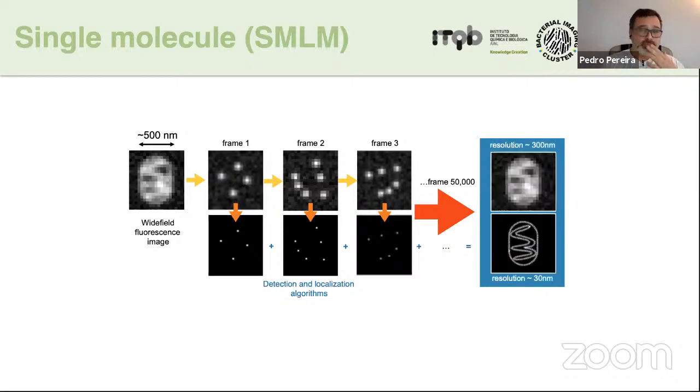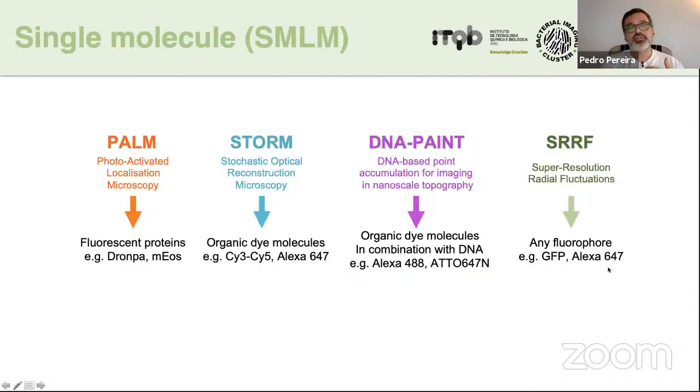Okay, so this family of techniques, which apart from SURF, works more or less all in the same way and can have different names. Can have Palm, Storm, DNA Paint. And the difference between these three is just the probes they use. Palm uses fluorescent proteins, Storm uses organic dye molecules, and DNA Paint uses organic dye molecules in combination with DNA. If you're curious about any of these, please just ask me in the end. I'm not going to explain in detail any of them.